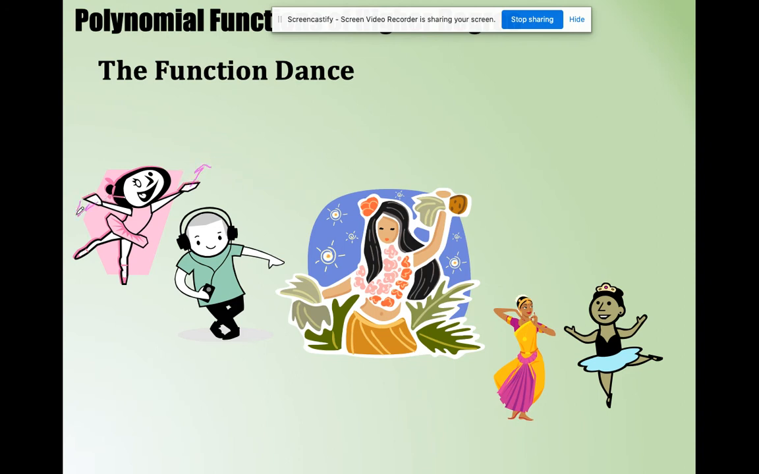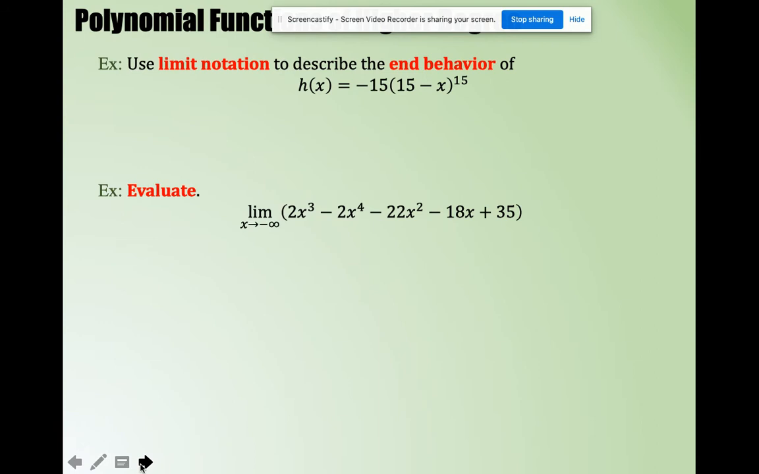Up, down. Odd degree, leading coefficient, positive. Down, down. Even degree, leading coefficient, negative. Up, down. Odd degree, leading coefficient, positive. Up, down. Odd degree, leading coefficient, positive. Up, up. Even degree, leading coefficient, positive. All because I don't care what happens in the middle. When I'm talking about end behavior, I only really have to think about lines, quadratics.